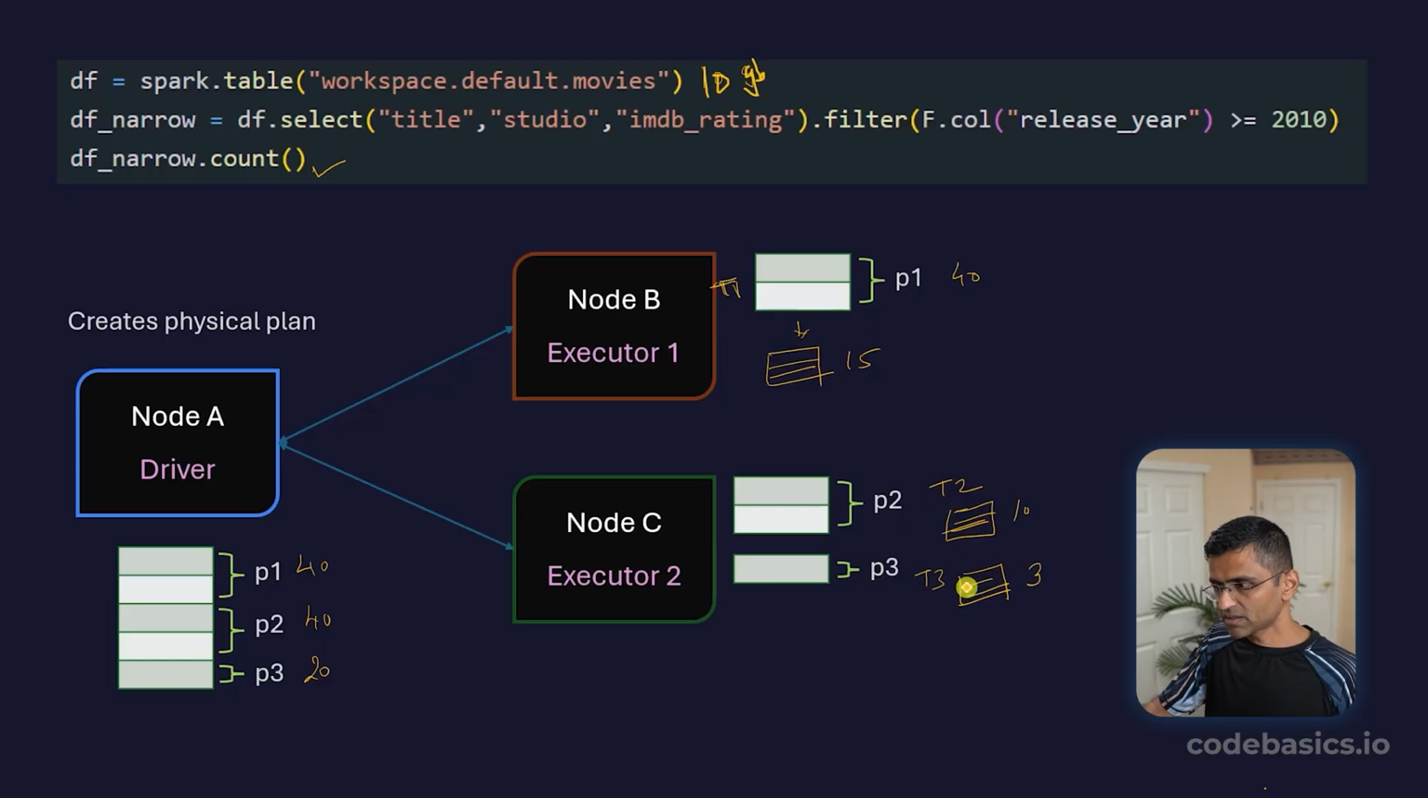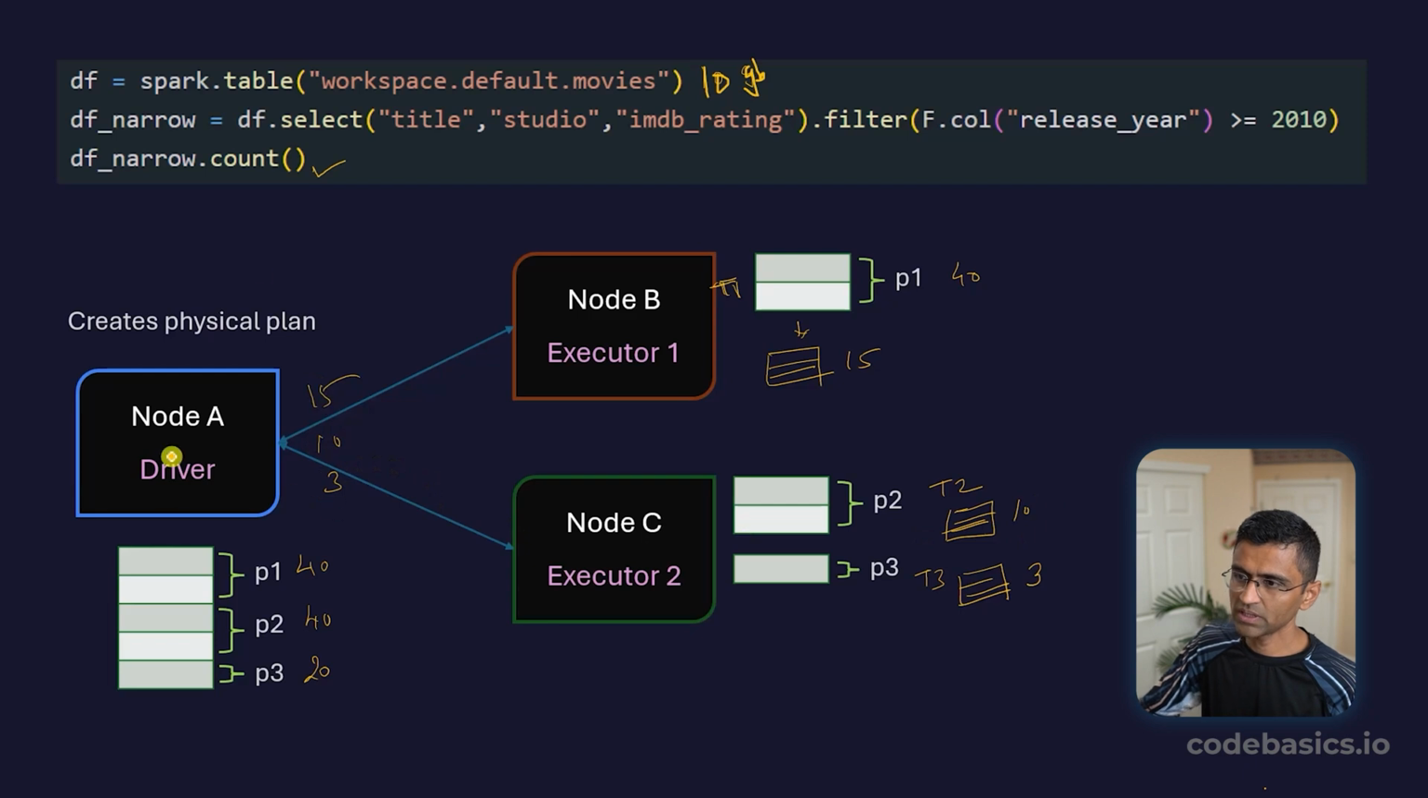So now all these partial results, it will send back to the driver when this is called. When df.narrow.count is called, that is when this whole execution begins. Spark has this concept of lazy evaluation, which we'll talk about in detail in the next lecture. Until this point, at the second line, it will just create a plan. And when you say .count, then it will actually execute this plan. All these results are sent back. So let's say this guy sends back 15, this guy sends 10 and 3.